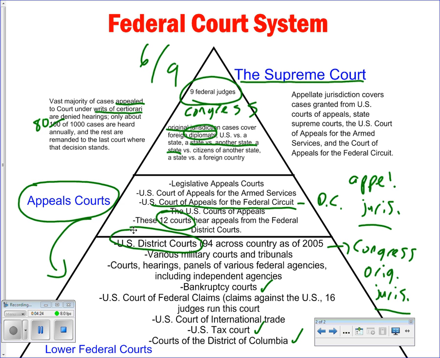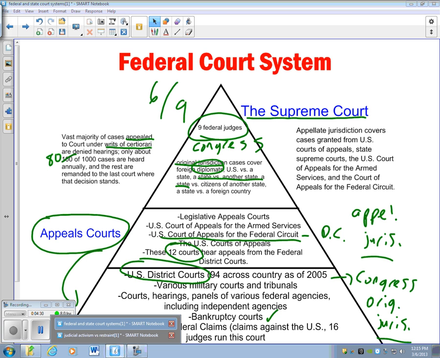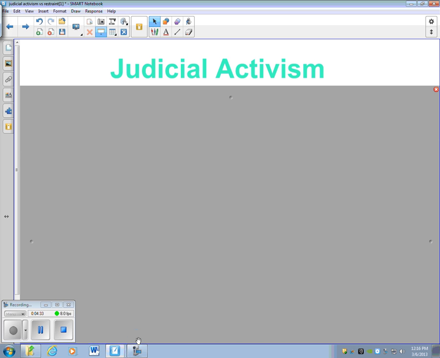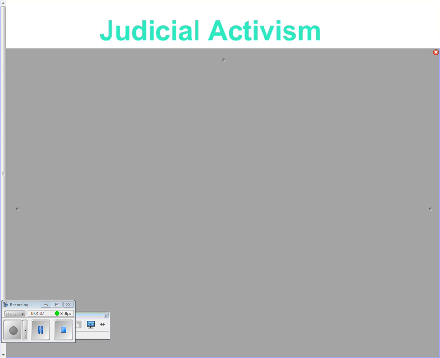Okay, and we're going to shift gears a little bit here. We're going to talk also about judicial philosophy. Here's our second one here. We're going to make this big for you. Put the screen up so you're not writing too fast here.